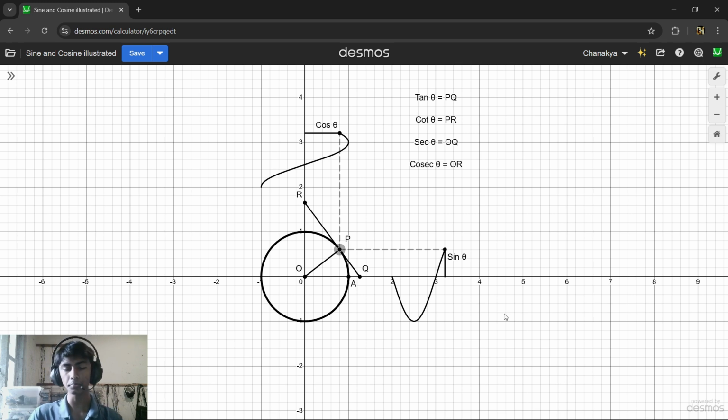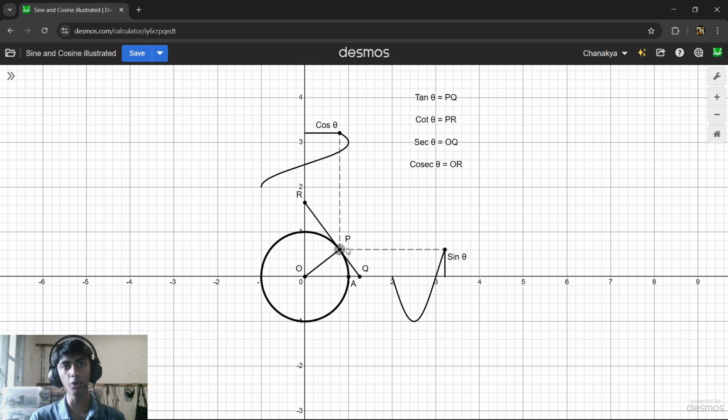So in this file, I have drawn the unit circle. I have drawn a point P on the unit circle, and I've drawn a couple of other points and a couple of other graphs. You can see on the right side there's a graph of sine theta, and above the circle there's a graph of cosine theta. There's also the other lengths within this diagram, which I've just labeled with the points that they correspond to. Tan theta is the length PQ, cot theta is the length PR, and so on.